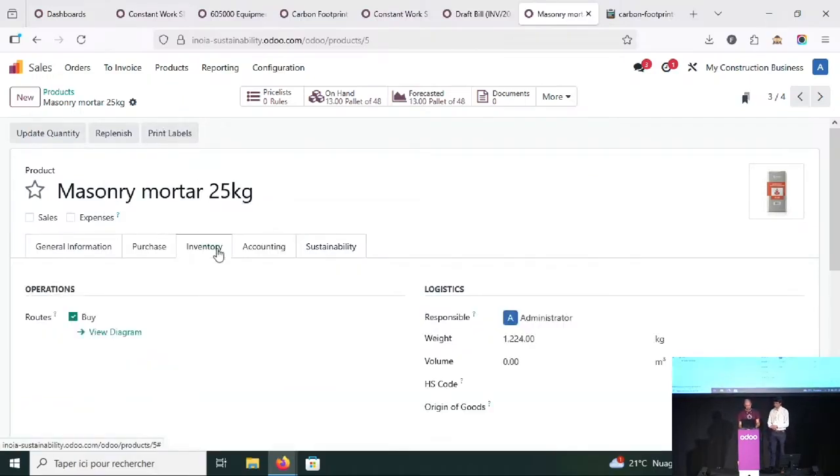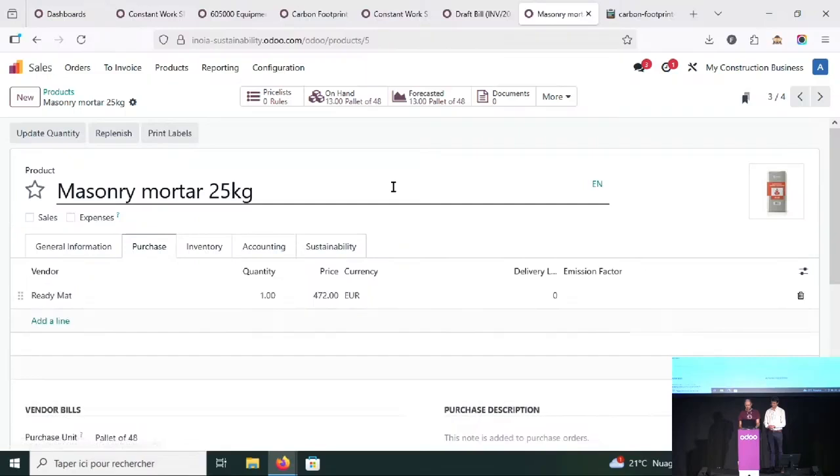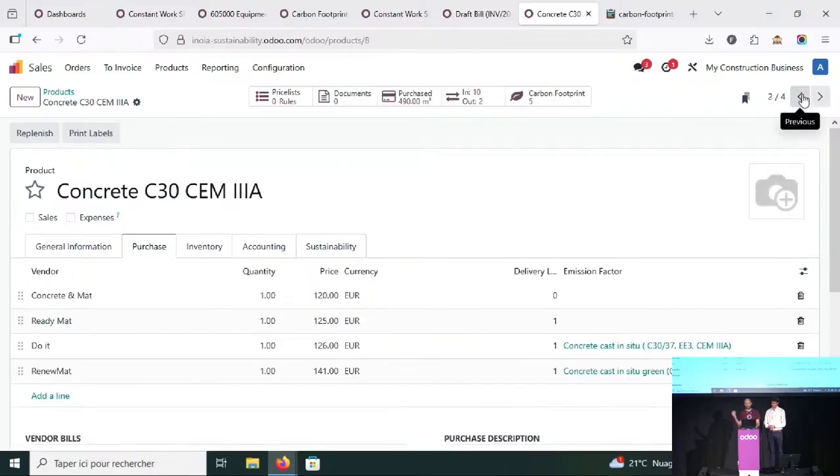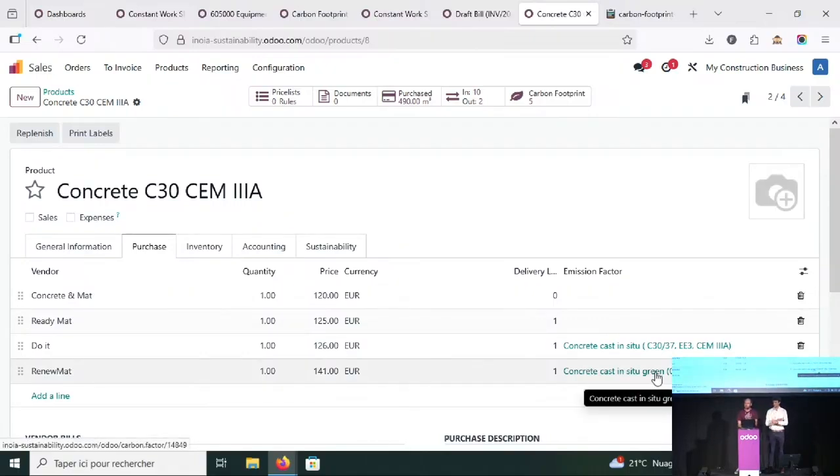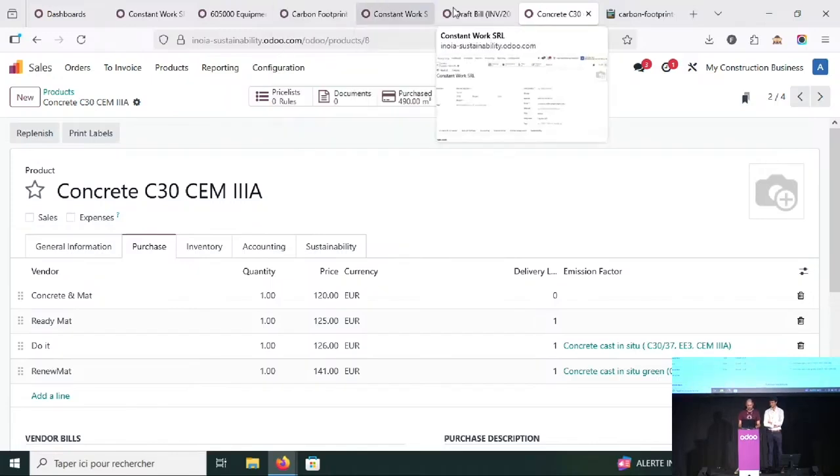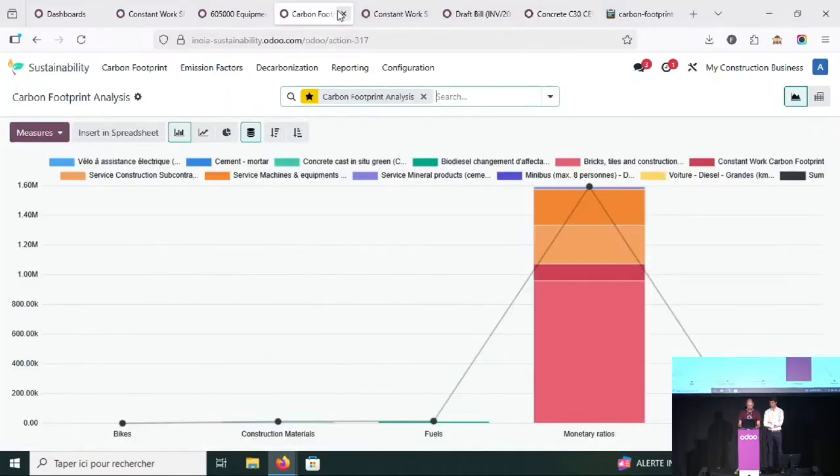I can even go further by comparing vendors. You might have vendors with different processes. Some are greener than others, and we can integrate that into the computation system. For instance, for concrete, I do have several emission factors based on the kind of concrete. Is it greener or not? All of this being set, I let the system compute, and I reload my carbon footprint.